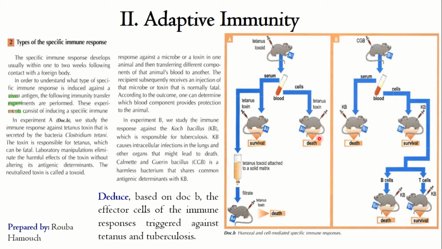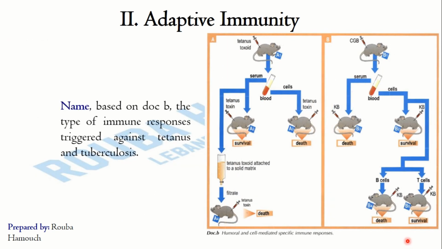So we have seen two types of specific immune responses. An immune response whose effectors are antibodies found in the serum, and an immune response whose effectors are the T lymphocytes, mainly the cytotoxic T lymphocytes. Name, based on this document, the type of immune responses triggered against tetanus and tuberculosis.